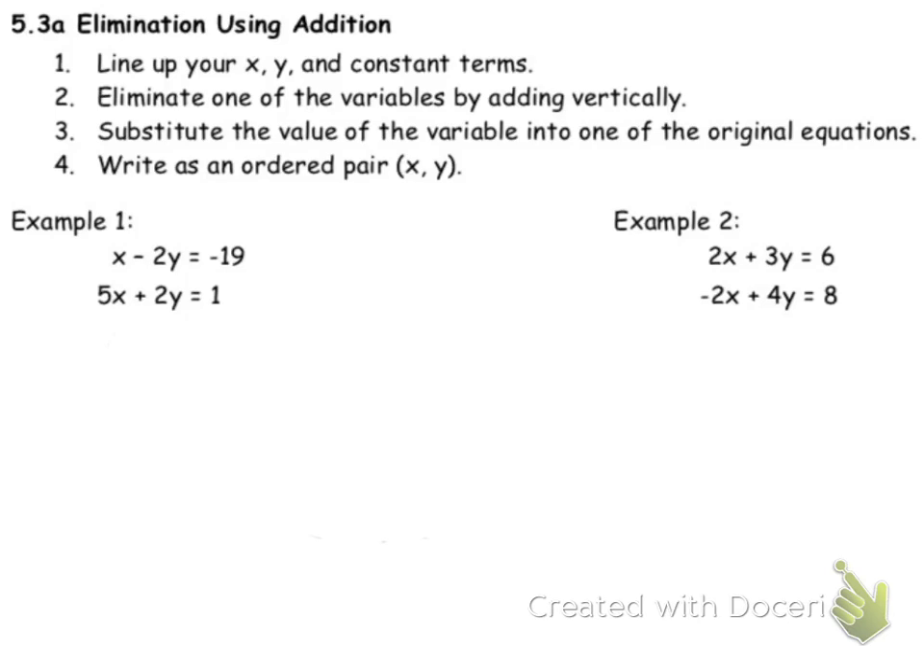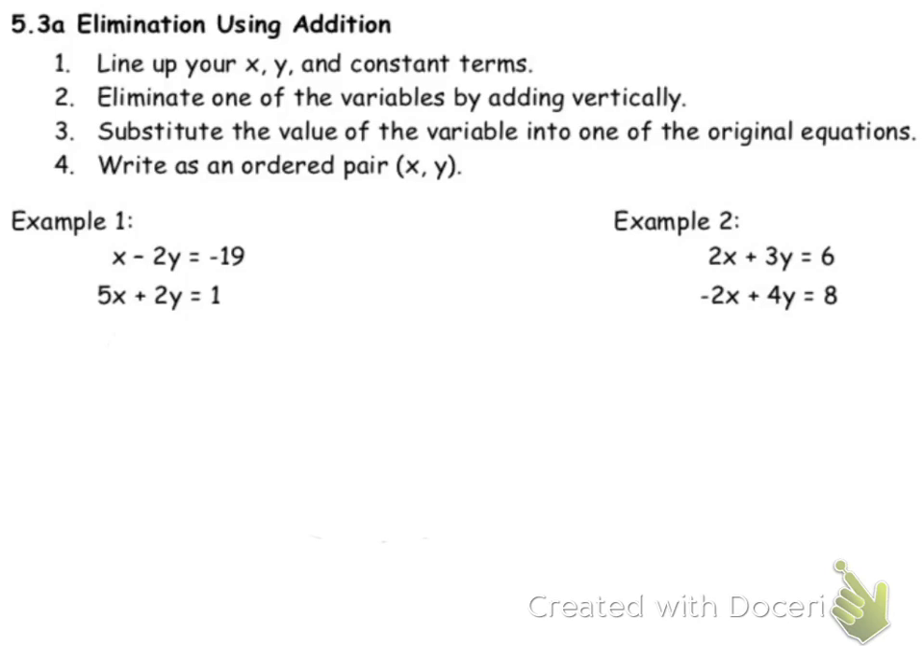Okay. We're going to talk about this idea of elimination. So I have these steps for it, okay? If you look at your notes, the first step there says line up your x's, y's, and constant terms. Line up your x's, your y's, and your constant terms. Okay, we'll talk about what that means. And the second one, eliminate one of the variables by adding vertically. Show me with your hands what way is vertically, guys. This way. Okay, it's this way. Close, but no. Okay, this way. Okay, vertically is up and down.